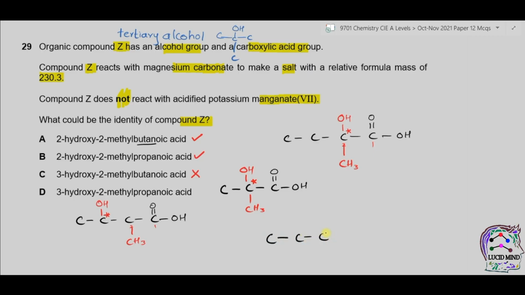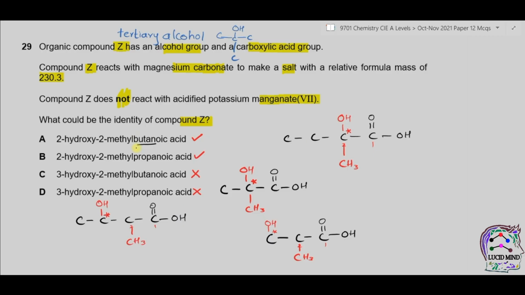Now drawing part D, we have 3-hydroxy 2-methyl propanoic acid, 3 carbon atoms in the long chain. On third carbon we have hydroxy and on second carbon we have methyl. Now this is a primary alcohol and it will be oxidized as this carbon is only attached directly with 1 carbon atom, so this is also incorrect.